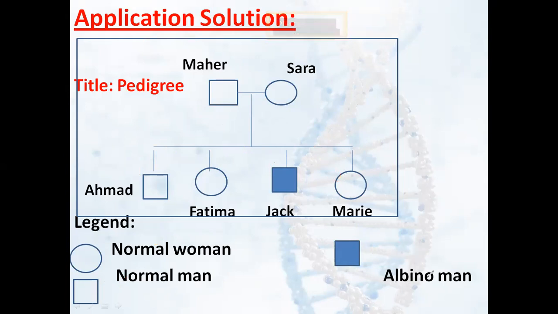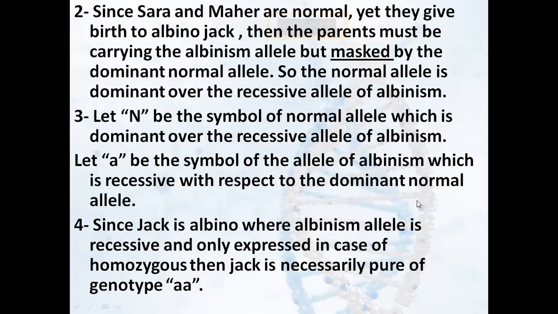Okay, so let's continue with part two. Maher and Sarah are normal, but they gave birth to an albino, Jack. So the parents carry the allele of the disease, but it was masked. What is the meaning of masked? It was covered by the dominant allele. So the dominant allele, which is the normal allele, is dominant over the allele of the disease, which is recessive.